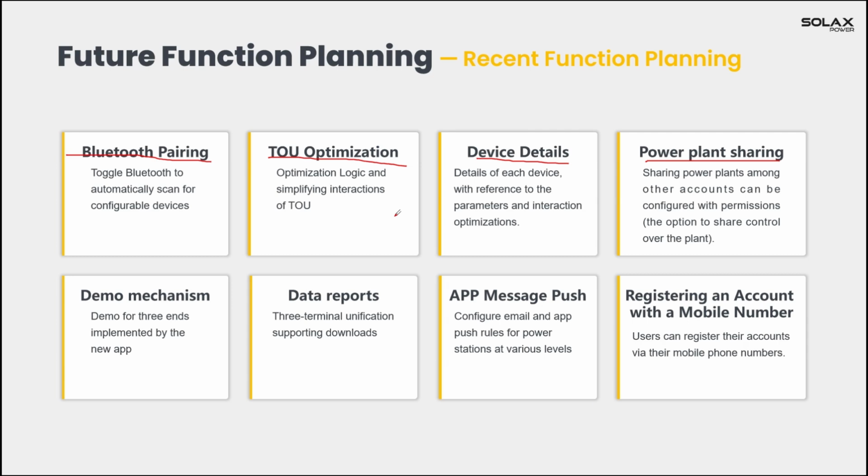And then another example is power plant sharing, where users can share the power plant of one account with another account, which is suitable for sharing among family members. And in addition, we will also add functions such as data reports, and you can download the reports. And also we will improve some functions like app message push and registering an account with a mobile number.